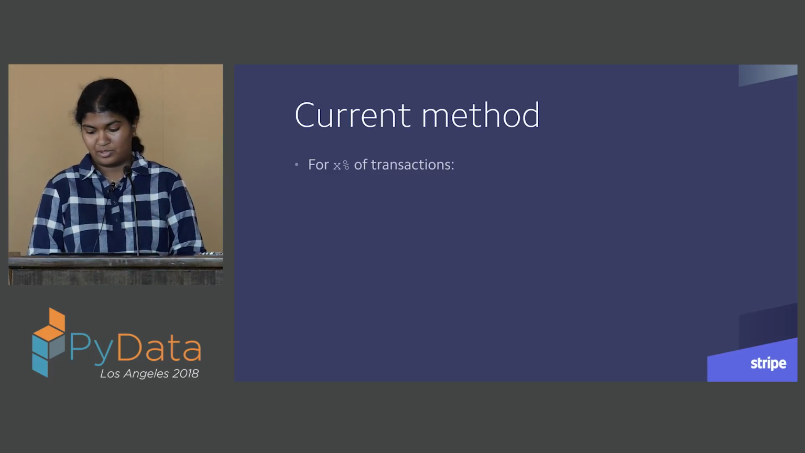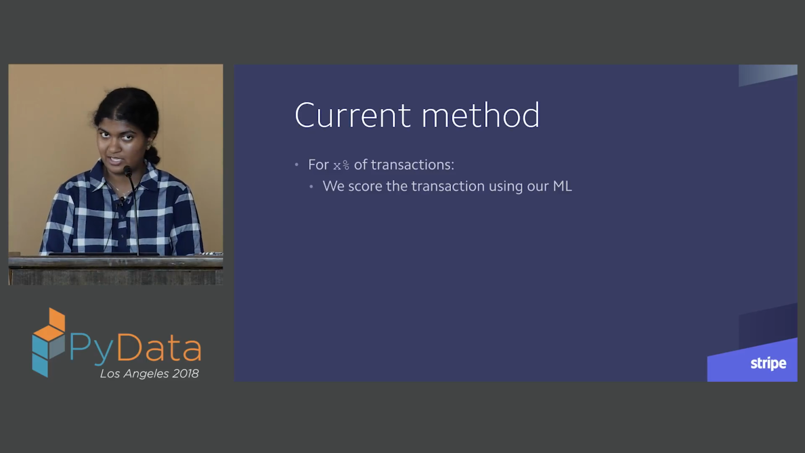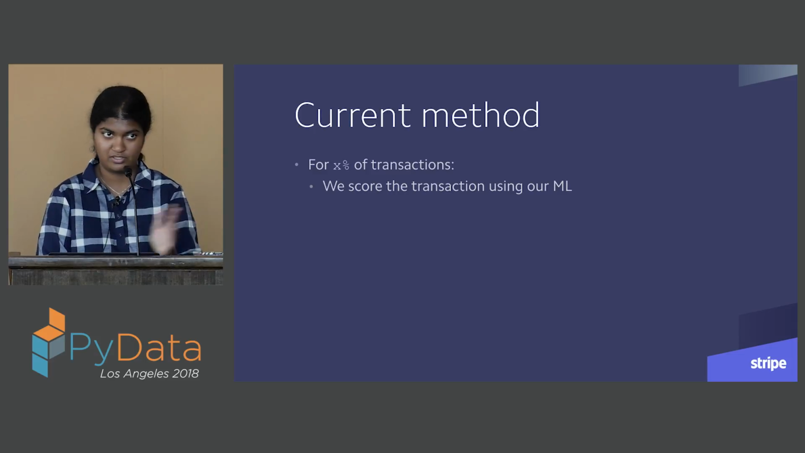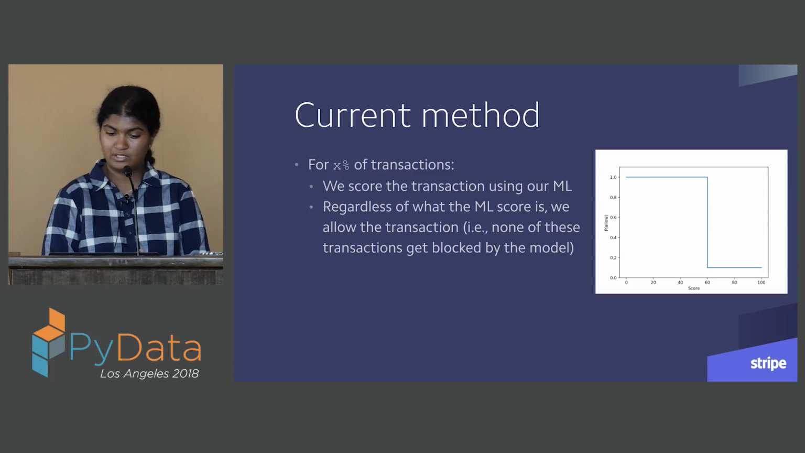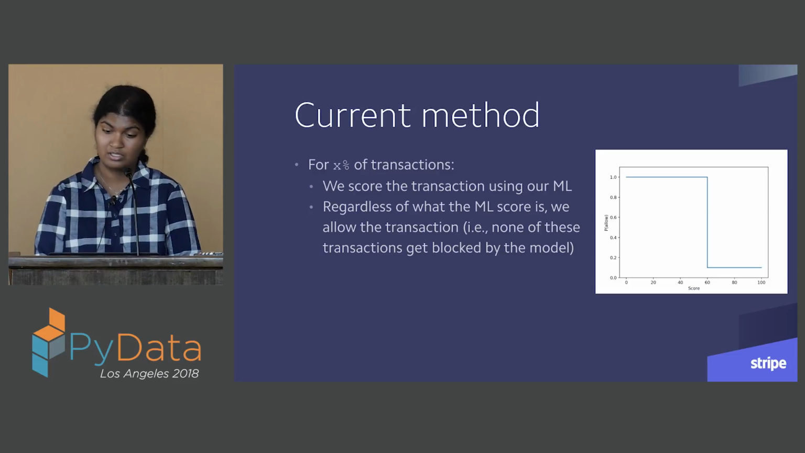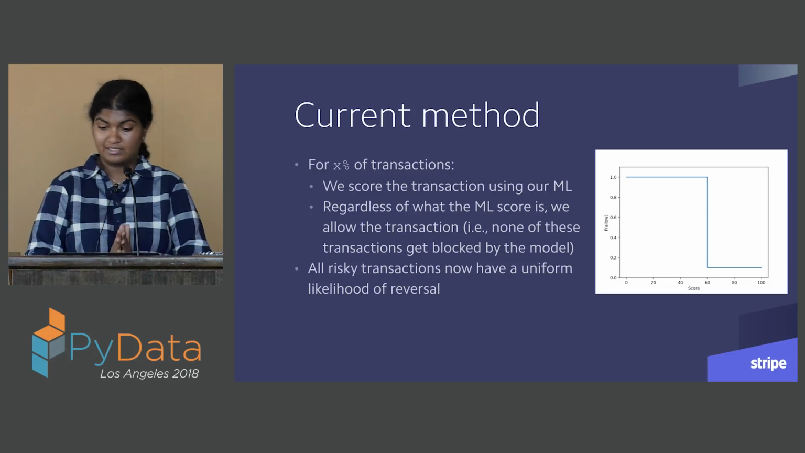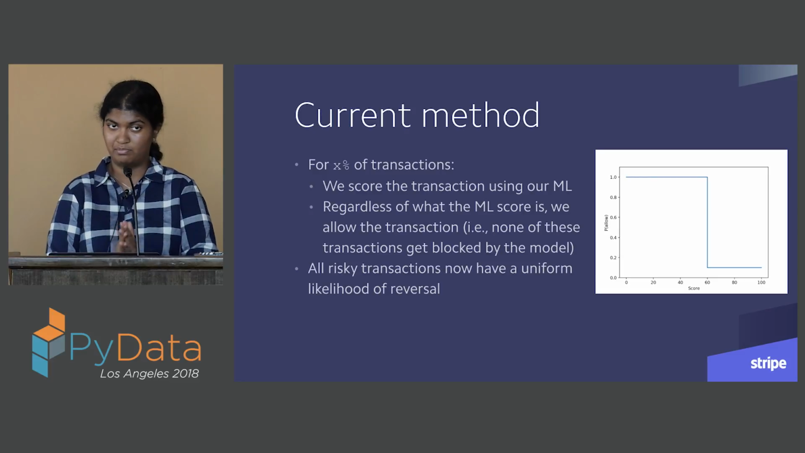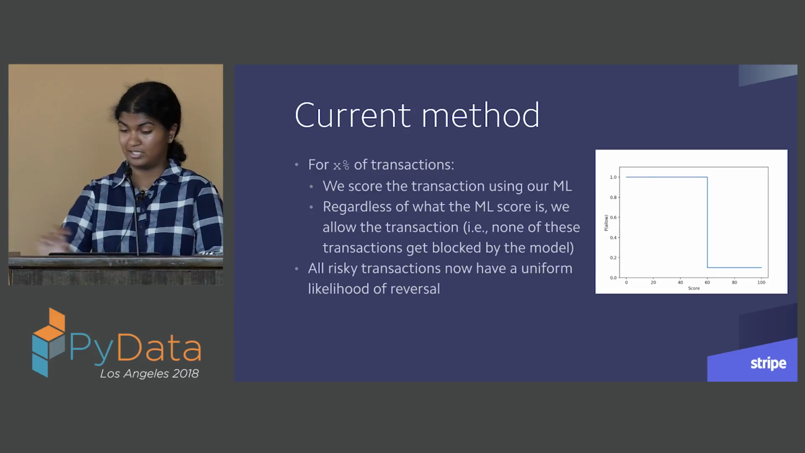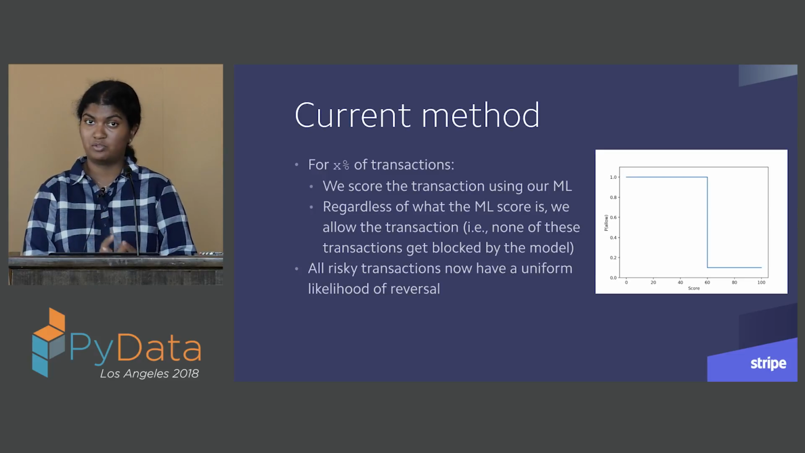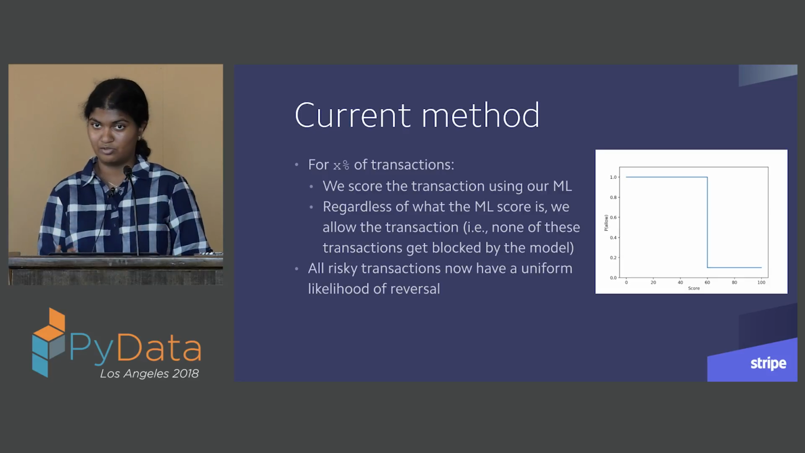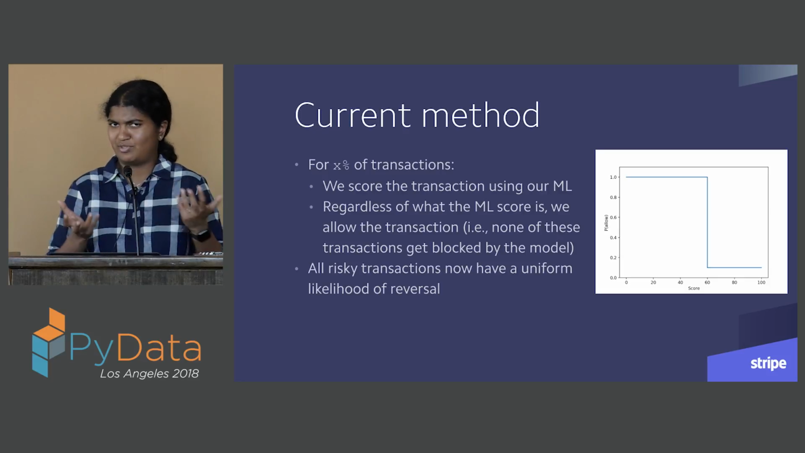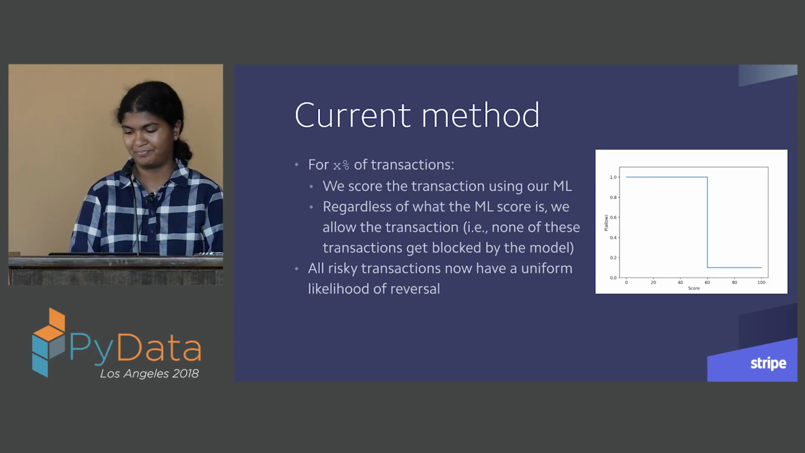For a small percentage of transactions, we score the transaction using our model. The model produces a 0 to 100 score, as always. And no matter what the score is, if you are in that X%, the transaction is allowed. So all transactions that the model would have blocked, all transactions with scores between 60 and 100, now have a uniform probability of reversal. It also means that all transactions, regardless of score, have a uniform probability of reversal. But it doesn't really matter if you were going to let through that transaction anyway.